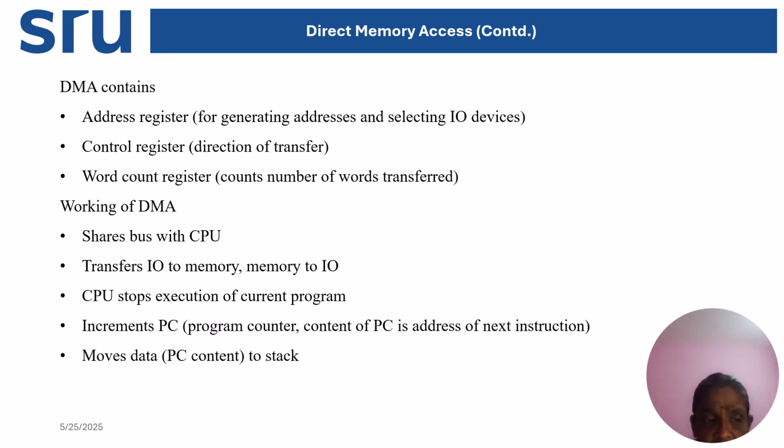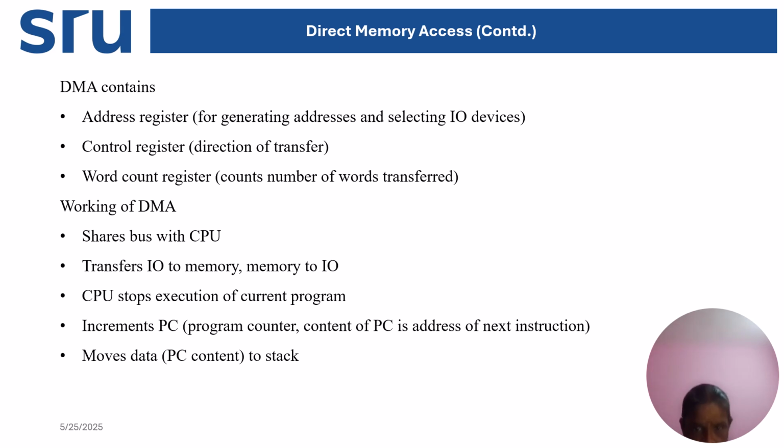Okay, then the working of DMA. It shares the bus with the CPU. Whenever it needs a data transfer, it takes the bus from the CPU, not dedicated, it will share the bus with the CPU. And then it transfers IO to memory, memory to IO. The CPU stops execution of the current program. Why does it stop? It has to initiate the DMA for transferring the data from or to IO and memory, and it increments the PC, the address of the next instruction.